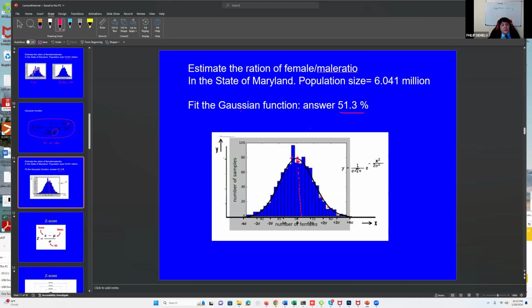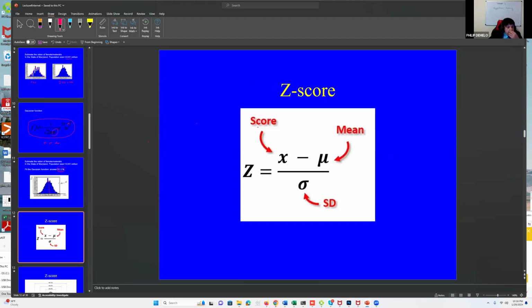Okay, so we didn't go any further when we just fitted this normal curve into this distribution that we collected on 20,000 people, and we had a very accurate result. Okay, so now what we do, we have a z-score.